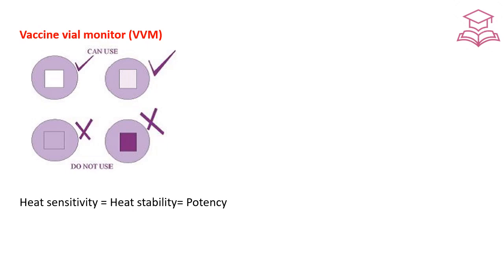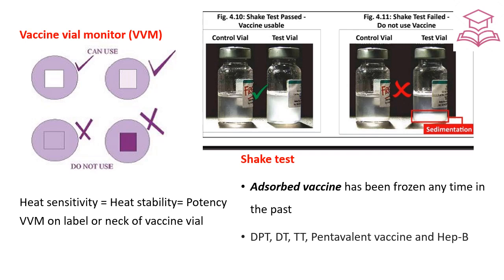Heat sensitive material is present in the VVM, which reacts to the cumulative exposure of the heat. So when more and more heat is exposed, the color of the inner square is darkening and darkening, and finally it will reach a discard point, either equal colors or darker color of the inner square when compared to the circle. The VVM is present on the label or the neck of the vaccine vial. Now there is a shake test which assesses the freeze sensitivity of the vaccine.